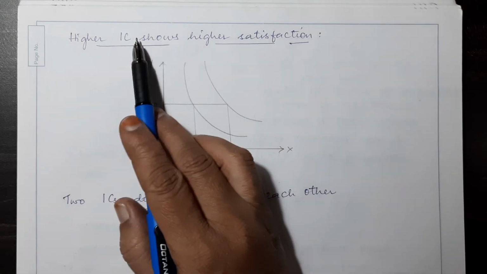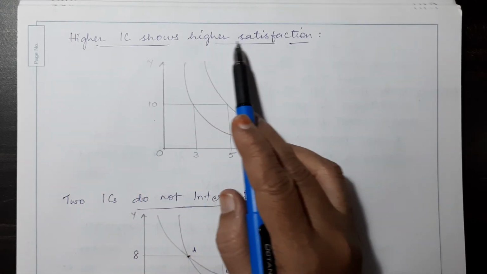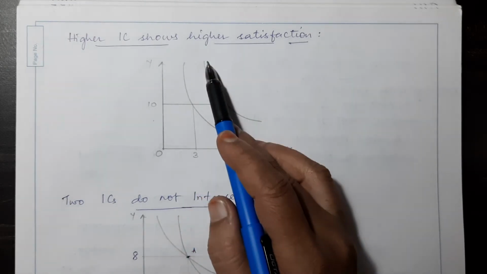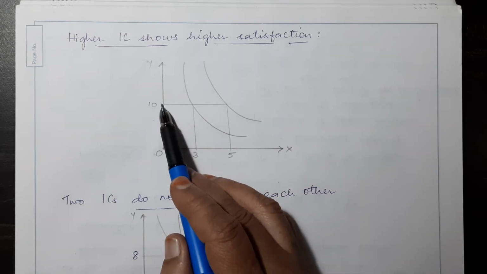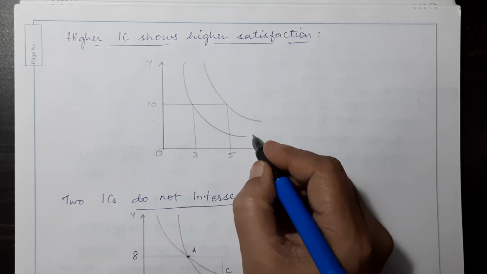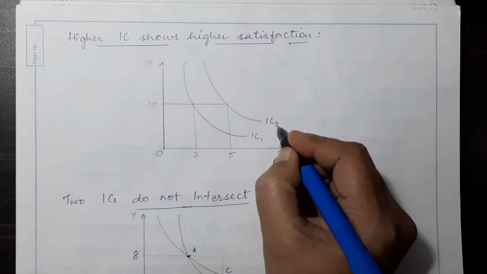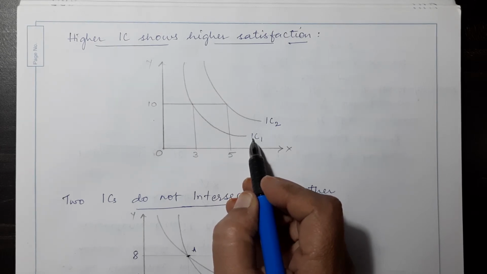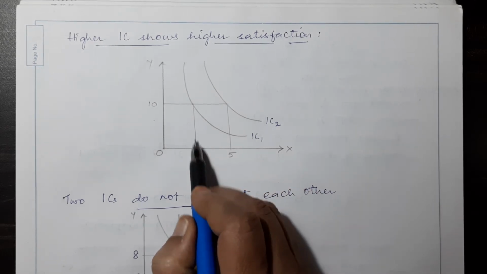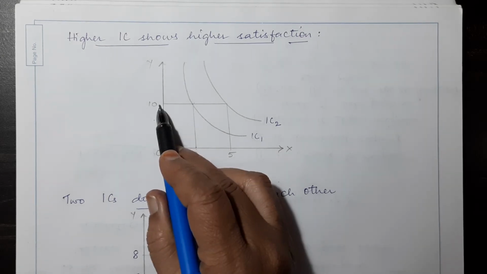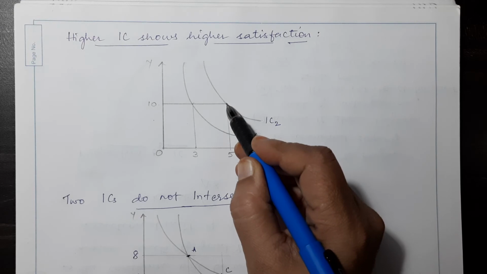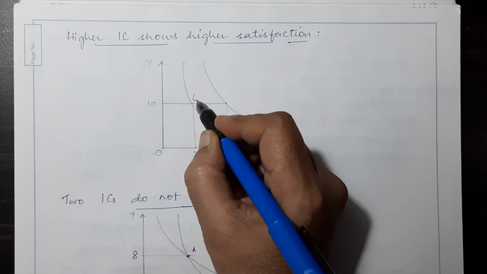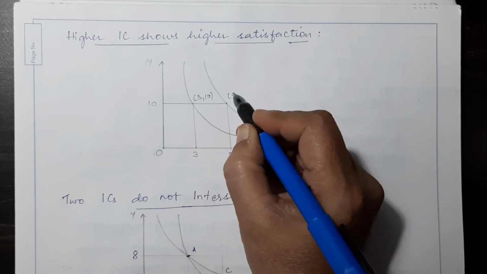Therefore, a higher indifference curve shows higher levels of satisfaction. Now, if you see over here, I have drawn two indifference curves. Let us call this indifference curve 1 and this as indifference curve 2. On indifference curve 1, or IC1, he is consuming 3 units of X and 10 units of Y, whereas on IC2 at this particular point, the consumer consumes 5 units of X and 10 units of Y. So this is 3, 10 and this is 5, 10.